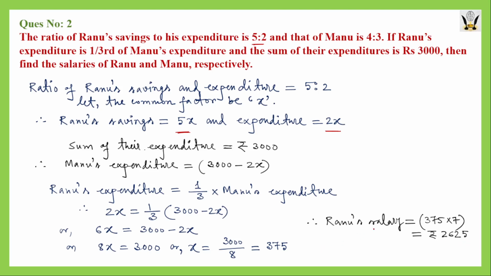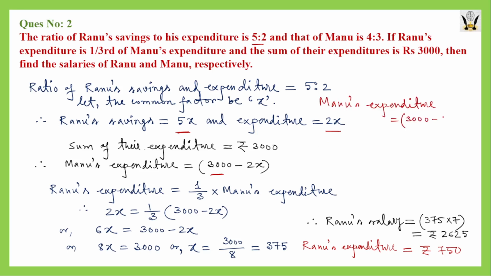So if the total salary of Ranu is rupees 2625, then Ranu's expenditure will be how much? It is based on that x, it is 2x. The value of x was 375, so 2x means 375 multiplied by 2, and that will be 750. So if Ranu's expenditure is 750 and their total expenditure is 3000, that means Manu's expenditure will be 3000 minus 750, and that will be 2250 rupees.